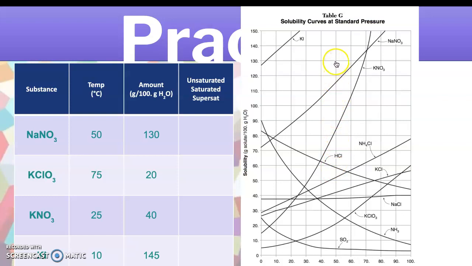So 130 grams is here. This is my line for NaNO3 at 50 degrees. 130 is here. My point is above our line. So that is going to be a supersaturated solution.